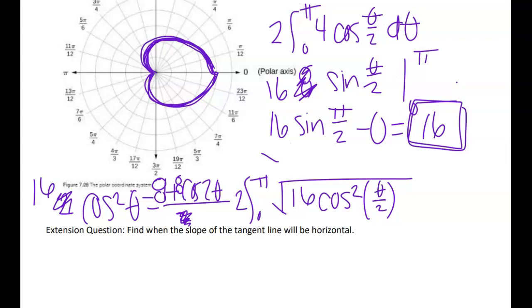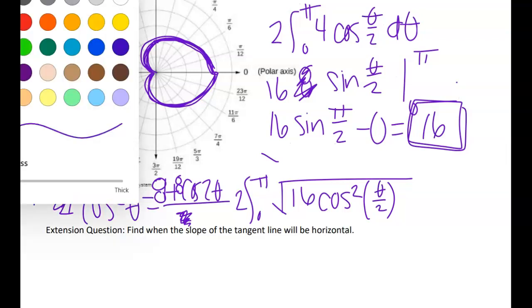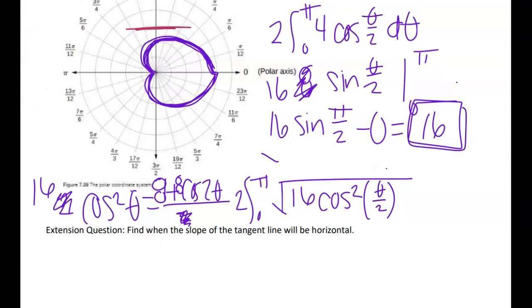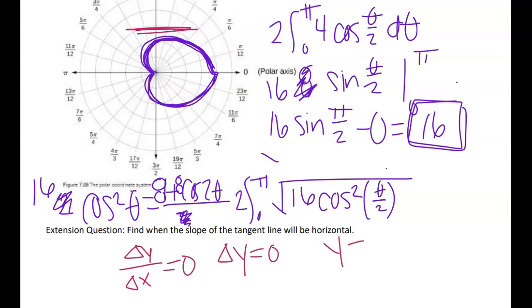A little extension question here. How could I figure out when the slope of the tangent line is going to be horizontal? So let's think about that. When is the slope of the tangent line horizontal? Well, that's when the change in y over the change in x is 0, right? Or when my change in y is really 0. Well, what is y? y is equal to r sine theta, and I always have to write this out. This is x, this is y.